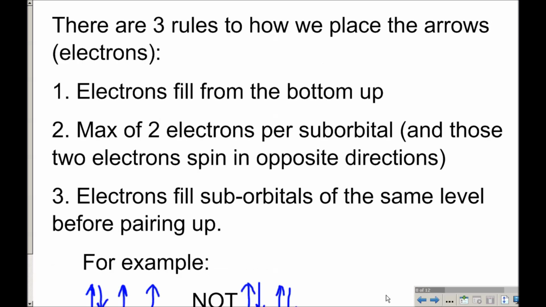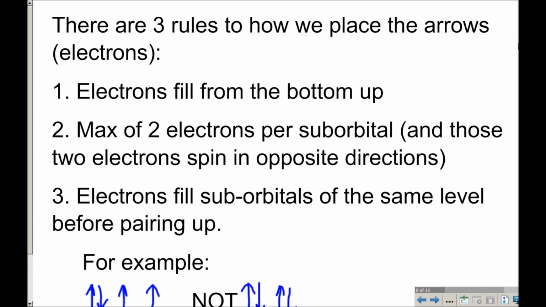Now, I said that we are going to be putting arrows into these different boxes on the diagram to represent electrons, but there are 3 rules when we place the arrows which represent electrons. 1, electrons fill from the bottom up, so we always start off putting our electrons in the 1s space. The second rule is there's a maximum of 2 electrons that you can put in each suborbital. So each one of those little square boxes can only have a maximum of 2 electrons.